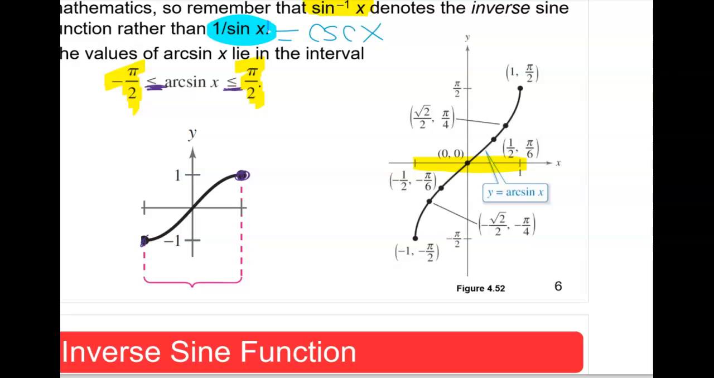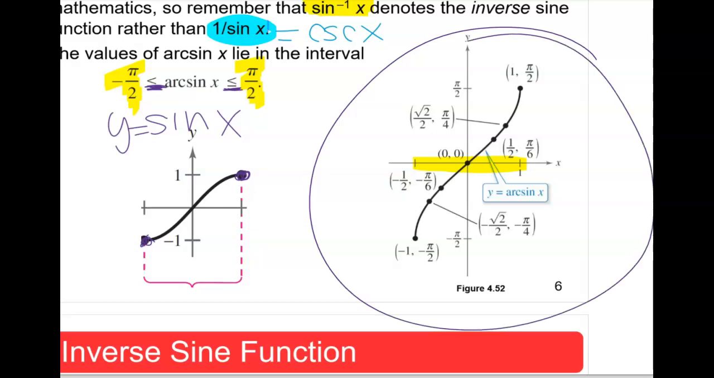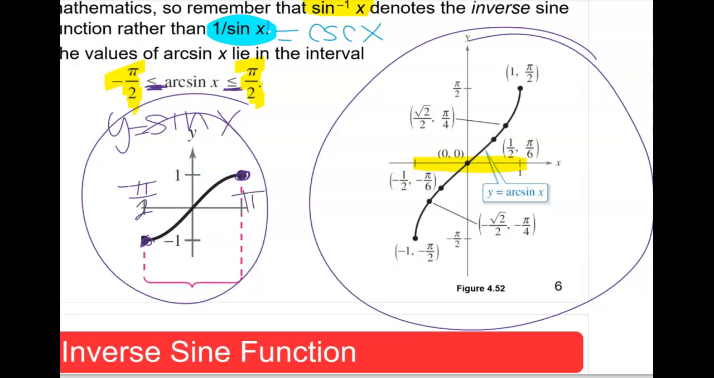Oh, by the way, I should mention this. This function is the sine function with the restricted domain, okay? And the one that we have on the right is the actual inverse of the sine function. So let me say this again. The sine function is already restricted in its domain, right? So it goes here from negative pi over 2 to pi over 2. And then the range is from negative 1 to 1.